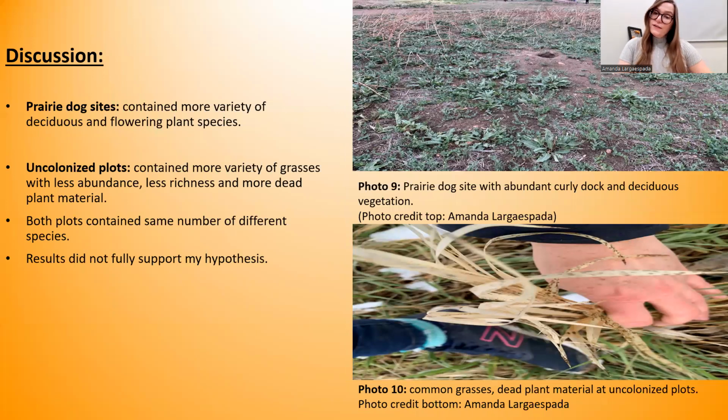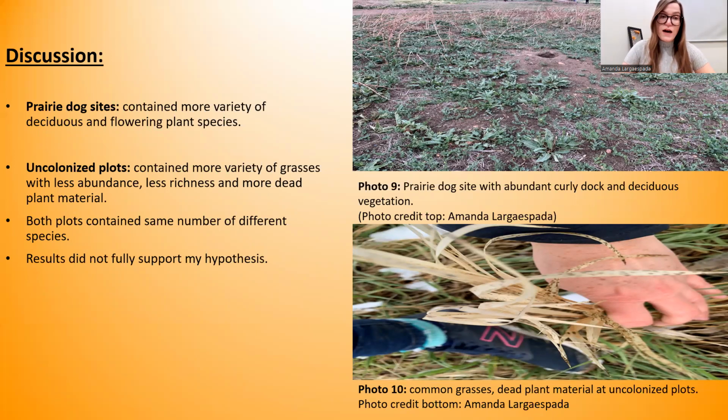So, in conclusion, the results did not fully support my hypothesis that plant diversity would be higher in prairie dog sites compared to uncolonized plots, because both of the plots contain the same number of different species, which was 9 different species per plot. However, I did notice some differences.